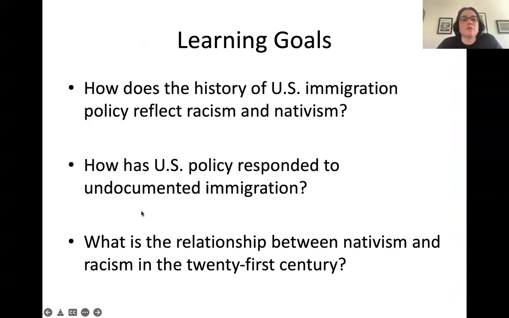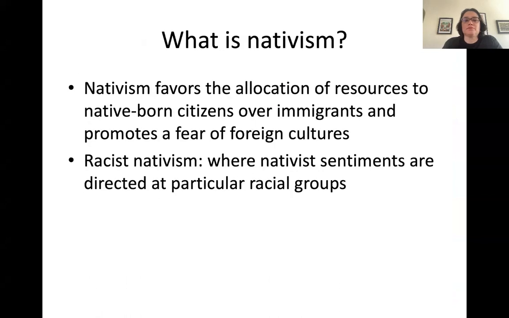The learning goals for this week are: how does the history of U.S. immigration policy reflect racism and nativism? How has U.S. policy responded to undocumented immigration? And what is the relationship between nativism and racism in the 21st century?